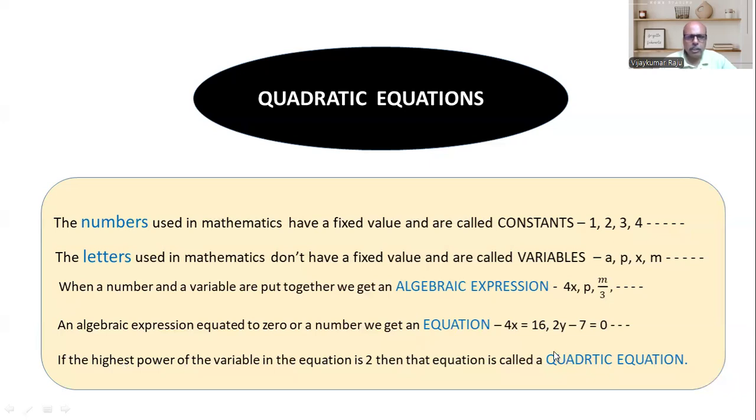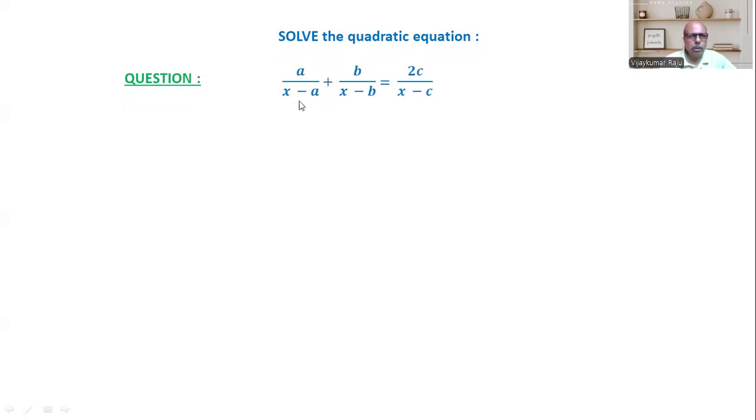Now let us consider our question. Solve the quadratic equation. The question is like this: a upon x minus a plus b upon x minus b is equal to 2c upon x minus c. Solution. Here we have a denominator. So let us first take the LCM and simplify this equation, and then go for finding the value of x using the quadratic formula.